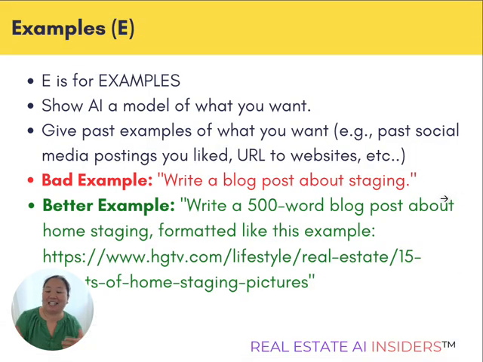Okay, finally, E is for examples. I think it's great. The more examples you can give it, the more closely it will align the answer to the examples that you gave. And so you want to show AI a model of what you want. I think what's really great is you can give past examples. So if you have past social media postings where there's a format that you like, a tone that you like, maybe you give it 3 or 4 examples of your past social media postings, then it will generate postings that look like the ones you gave it.